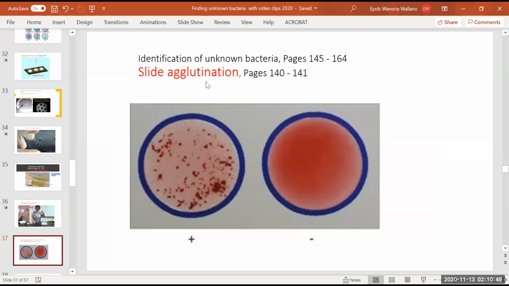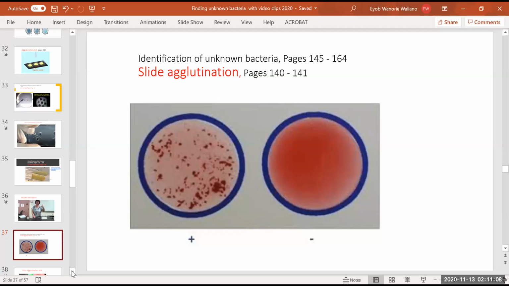Now, this is agglutination, which I told you already about, the blood and then antibodies joining together, agglutinating. You see? So this is not agglutination. This is homogenized. So here is agglutination negative, here is agglutination positive. So that is how we are going to do it in blood also.